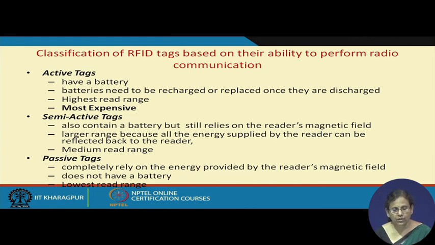Active tags are most expensive and passive tags are least expensive, but there is another category of semi-active tag which also contains a battery, but still relies on the reader's magnetic field. For larger ranges, if the range is very large, then the battery can be used. So, active tags are for higher read range, semi-active for medium read range, and passive tags have the lowest read range.